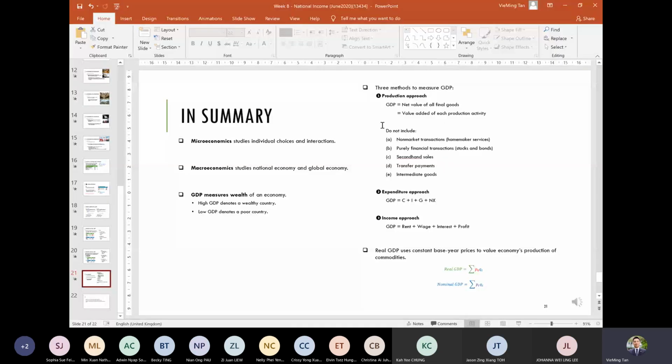Here, right? These are the business transactions that should not be included in the GDP calculation of the production approach, or we call it the output approach.